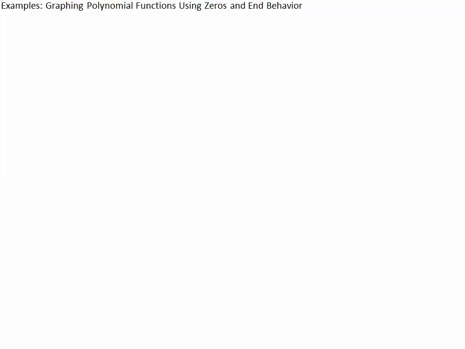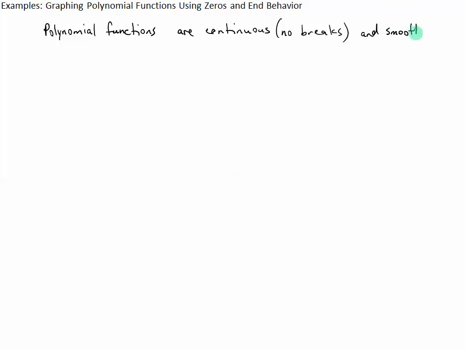Okay, I want to use some things we've learned now about zeros and end behavior to actually graph polynomial functions in the xy plane. And the first thing I want you to realize is polynomial functions are continuous. In other words, there are no breaks in the graph. And furthermore, they're smooth. They're kind of hilly. There's no sharp edges here. So that's important to realize.